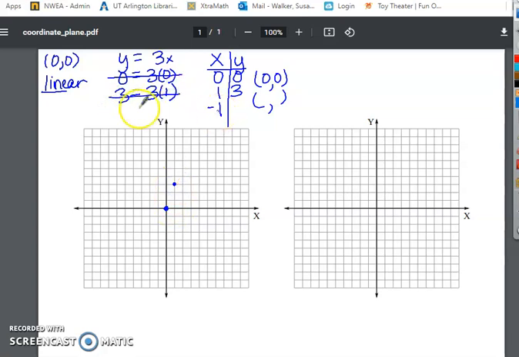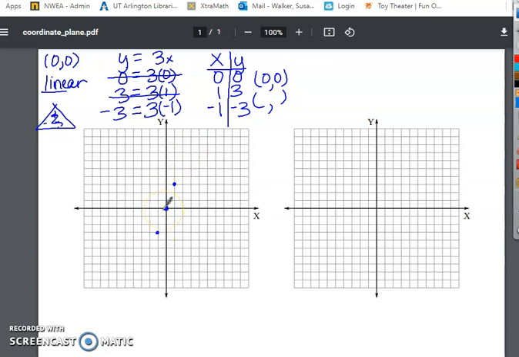Now I'm going to put in negative 1. Once I get my negatives, I'm going to remember that I need to use the triangle. Okay? So negative 1. 3 times negative 1. 3 times negative 1. Positive times negative is a negative 3. So I put in a negative 1 and I get a negative 3. So negative 1, negative 3. So I start at 0, negative 1, negative 3. Okay? And hopefully you can tell, guys, this is forming a line.